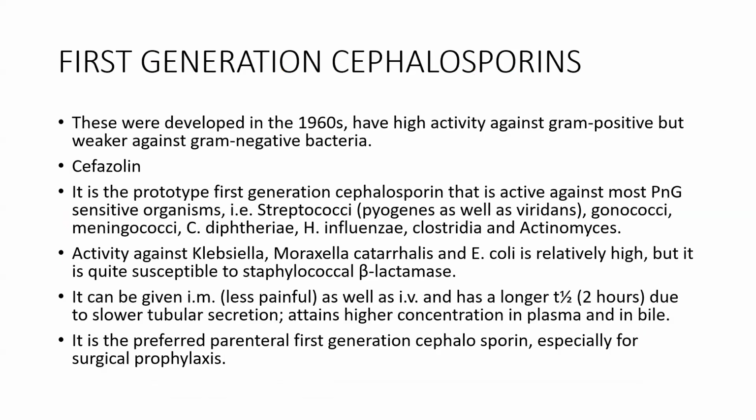About first generation cephalosporins: they were developed in 1960 and have high activity against gram-positive, but weaker against gram-negative bacteria. Cefazolin is the prototype of first generation cephalosporins, active against most penicillin G sensitive organisms, that is streptococci, gonococci, meningococci, then Corynebacterium diphtheriae, H. influenzae, Clostridium, and Actinomyces. Activity against Klebsiella, Moraxella catarrhalis, and E. coli is relatively high but it is quite susceptible to staphylococcal beta-lactamase.